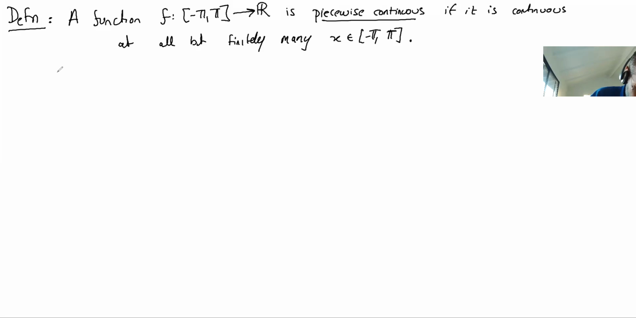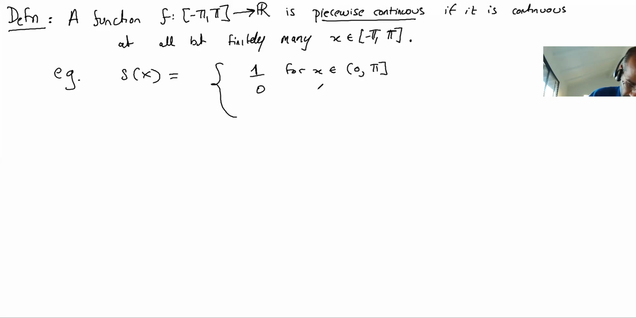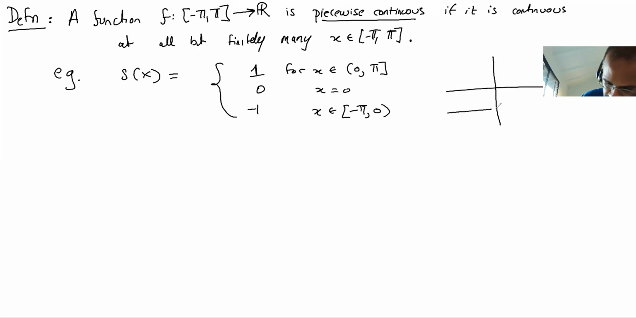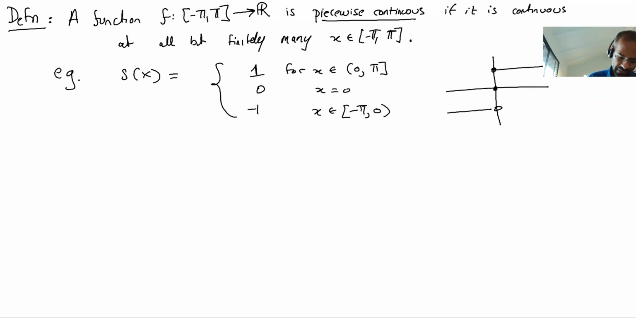So, okay, for example, the step function s of x equals 1 for x in 0 to pi, 0 for x equal to 0, and -1 for x in minus pi to 0. So it looks like this. It's -1 over here, 0 over here, and then 1 over here. This is a piecewise continuous function on this interval, let's say minus pi to pi, because there's one point where it's not continuous, namely 0.